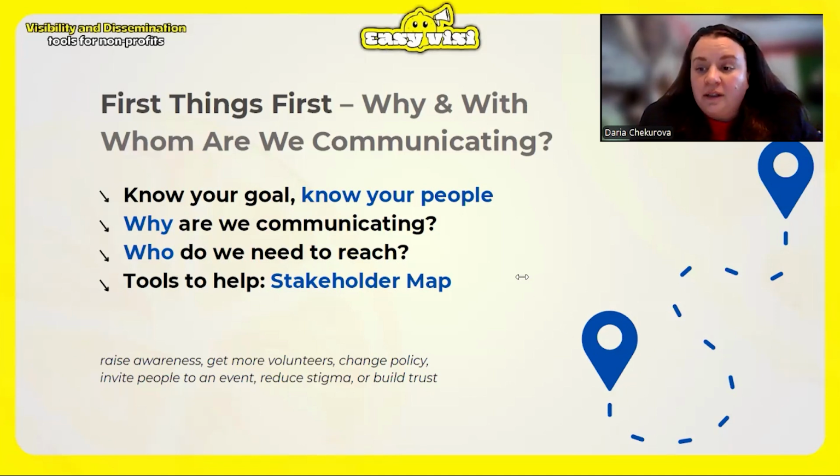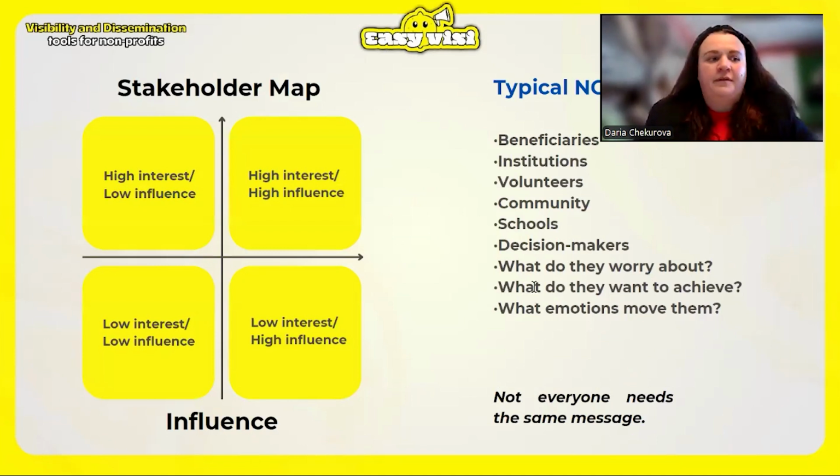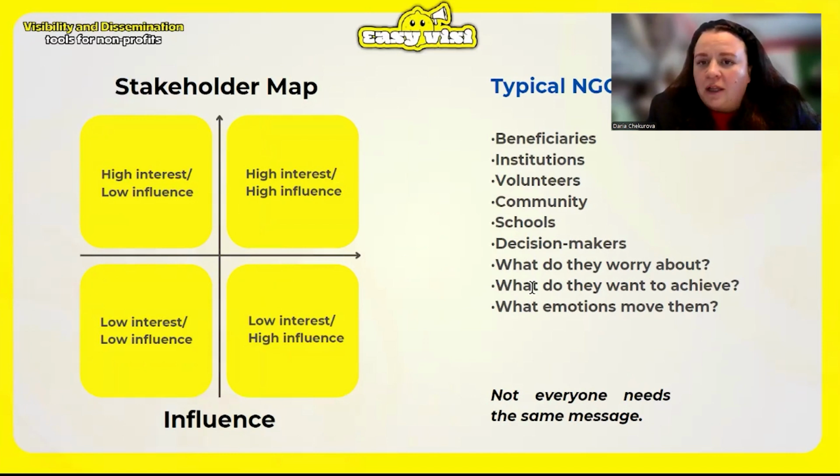Yes, we are coming to one practical tool. You can write down all of your groups with whom you are communicating, like beneficiaries. Under beneficiaries, you can be more precise and write young people or women or whatever with whom you work. Institutions like schools, volunteers, community, decision makers. Here are more general categories, but you can be more specific in them.